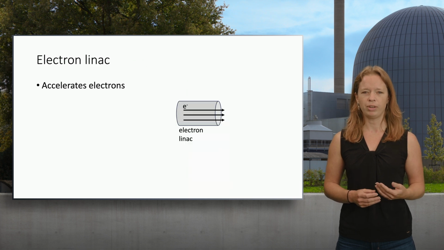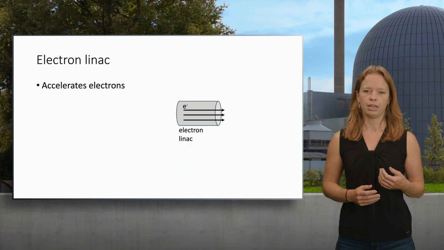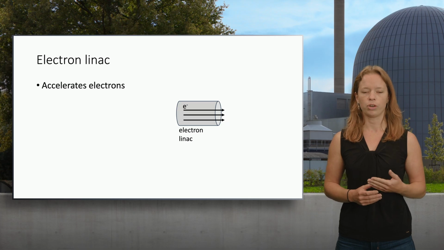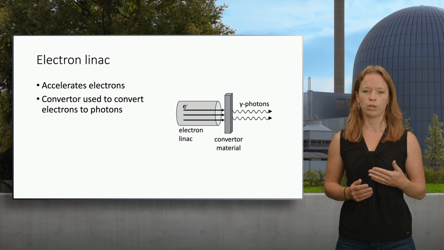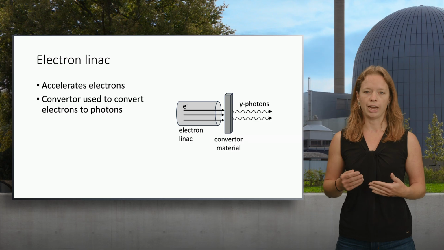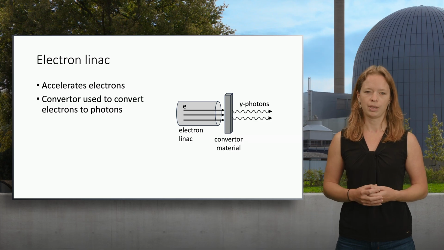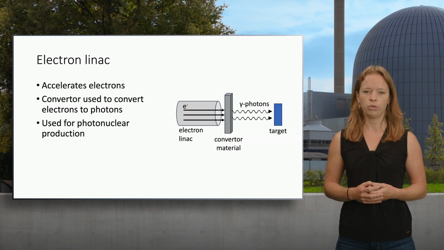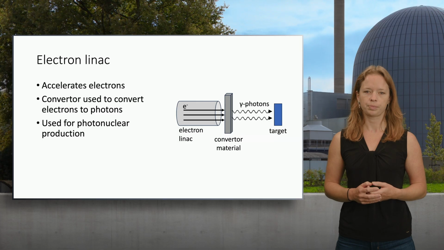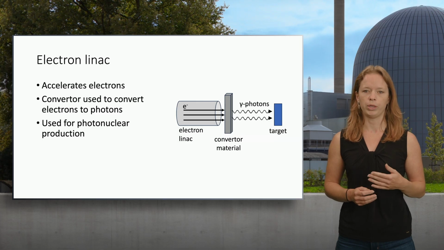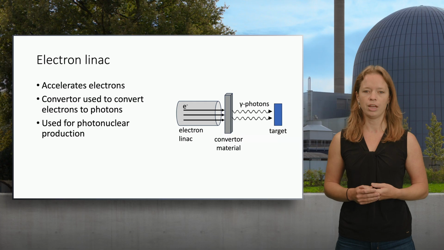And a special type of LINAC is the electron LINAC. An electron LINAC accelerates negatively charged electrons, which interact with the converter material to produce high-energy gamma photons. These gamma photons are then used to irradiate the target material. We call the production route where we use photons to produce radionuclides photonuclear production.